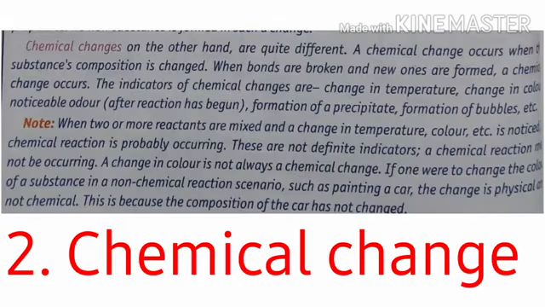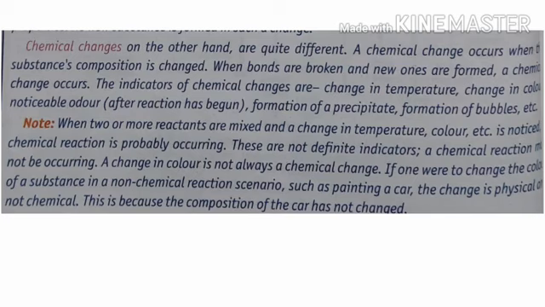Second is chemical changes. Chemical changes, on the other hand, are quite different. A chemical change occurs when the substance's composition is changed, when bonds are broken and new ones are formed. The indicators of chemical changes are: first, change in temperature. Next, change in color. Next, noticeable odor after the reaction has begun. Next, formation of precipitate. Next is formation of bubbles, etc.